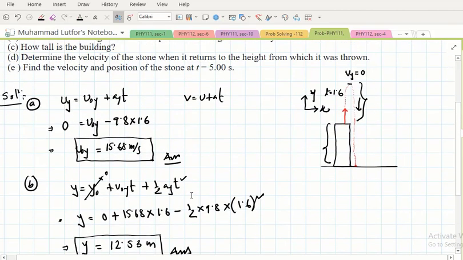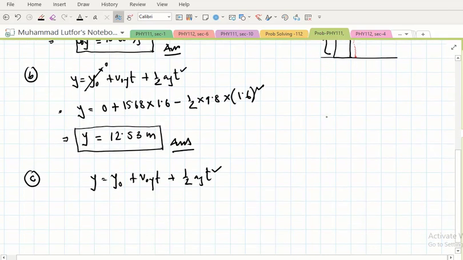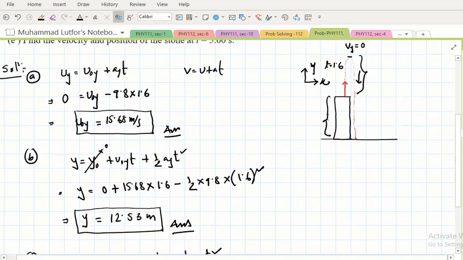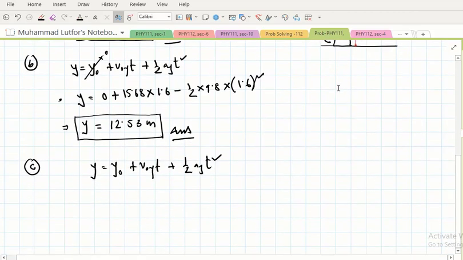Now I'll consider the origin from here, or you can start from that point. If you choose this as the origin, then I can find the displacement from here. So this is my origin. Then this y naught is going to be 0. Then I will find out this y.